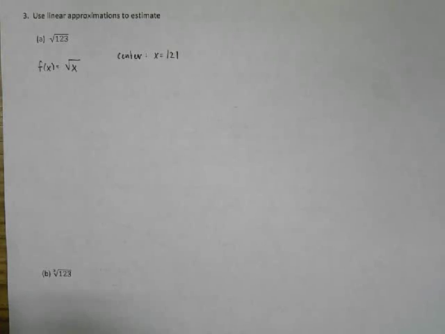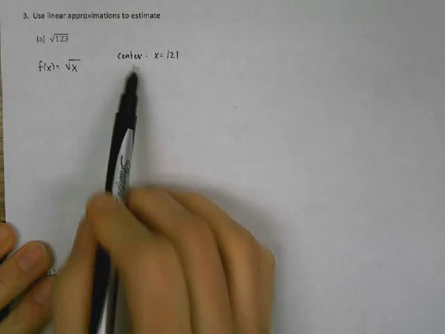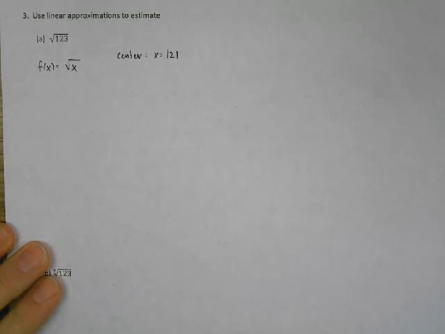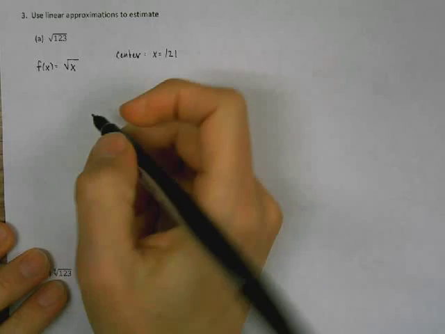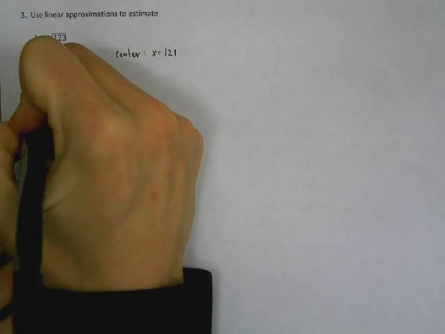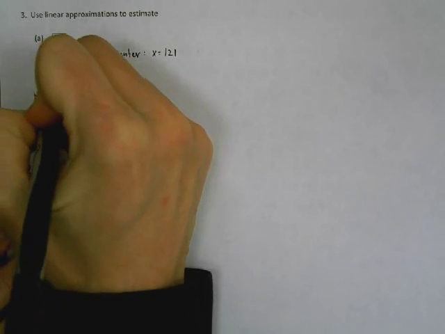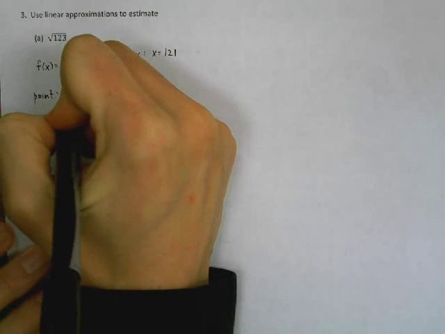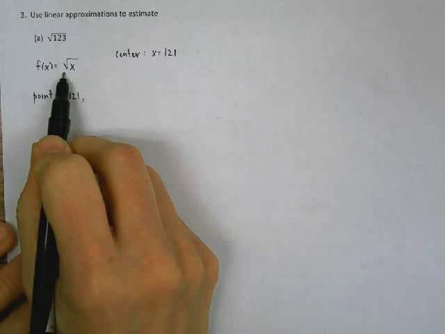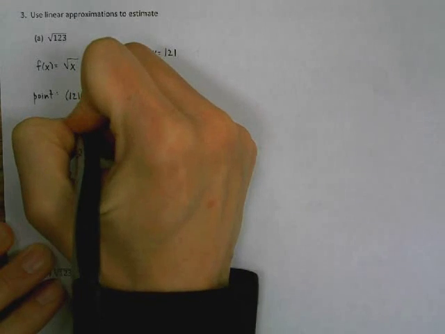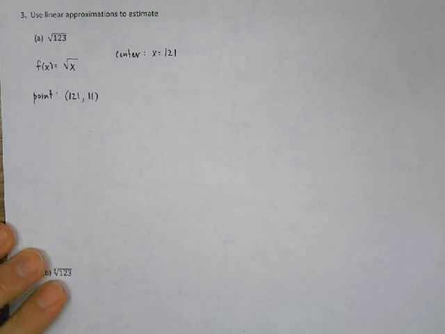So now I've got my function, I've got my center, so now we're going to come up, again, this is all based on equations of tangent lines. So again, we need two things. We need our point. So my x is 121. If I plug that into my function, square root of 121 is 11. So I have a point.